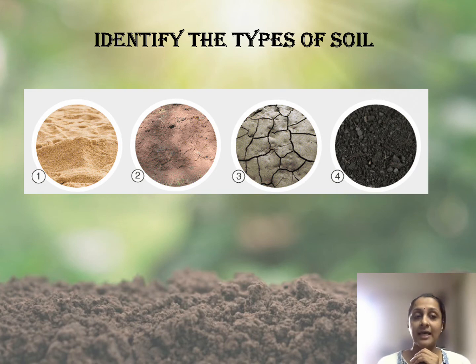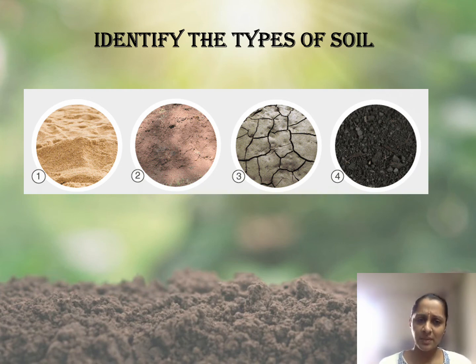If it is dark, that means it is going to have very less sand, very less clay also, but more loamy soil, plus a lot of dead organic matter is going to be present. So according to the look, I think the dark one is the most fertile one.